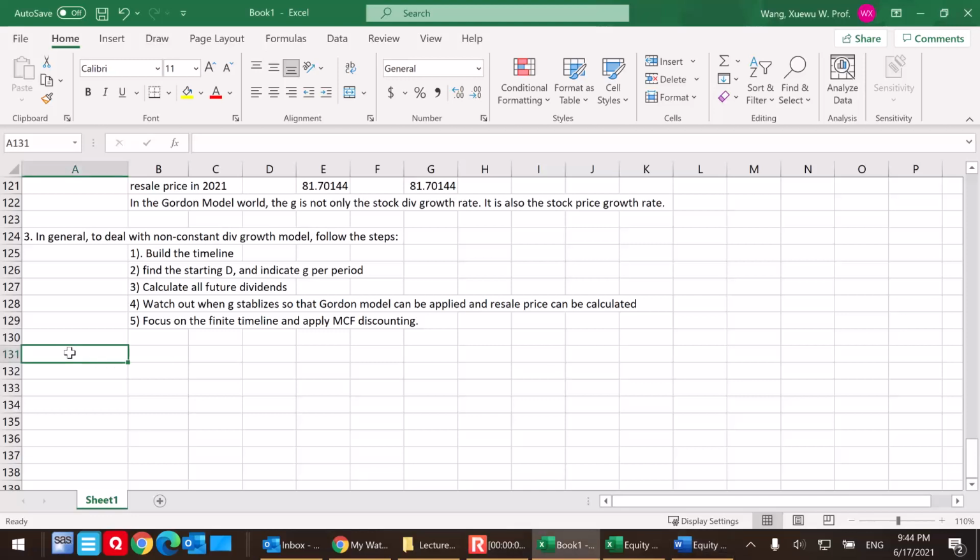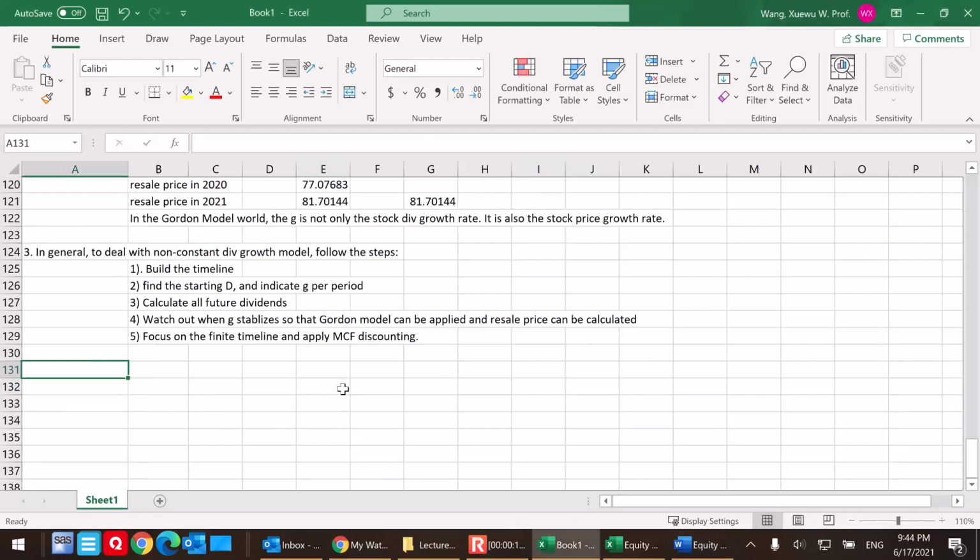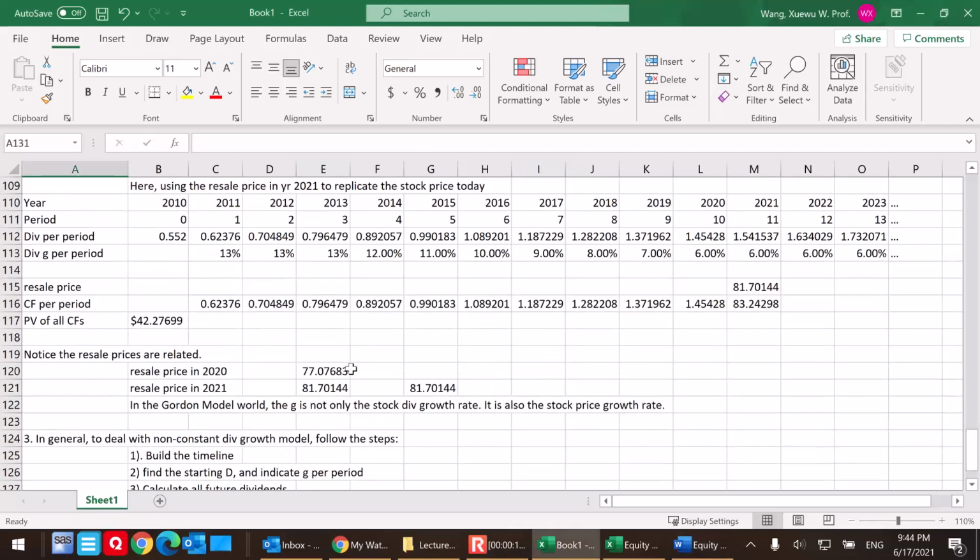All right. I'd like to continue to discuss the equity valuation. So, in the first part of equity valuation, we discussed the non-constant dividend growth model.